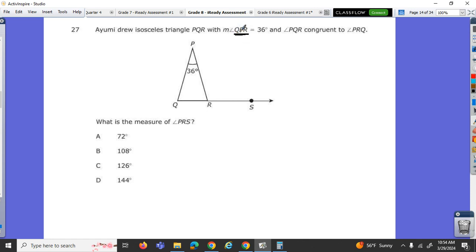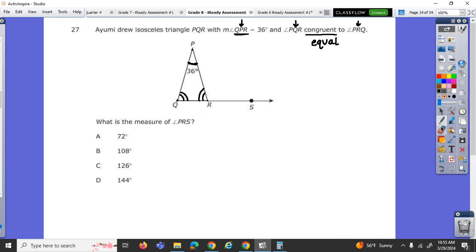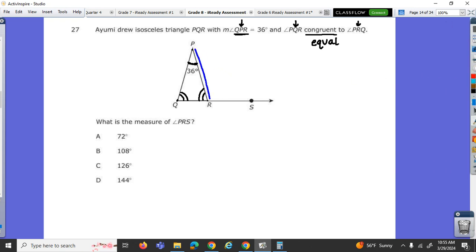So when we say QPR, we're talking about, I'd say the middle name is his most important name, right? Angle P. So that's labeled for us as 36. We've got our other two angles, PQR, angle Q for short, is congruent to angle PRQ. So angle PRQ, angle R for short. So these are congruent, which means, of course, equal to each other. All right, we're looking ultimately for the angle PRS. So PRS would be this one right here. Okay, that's our ultimate goal.